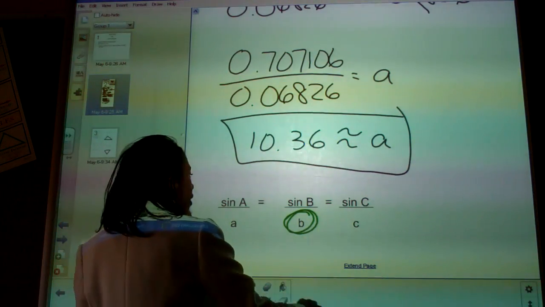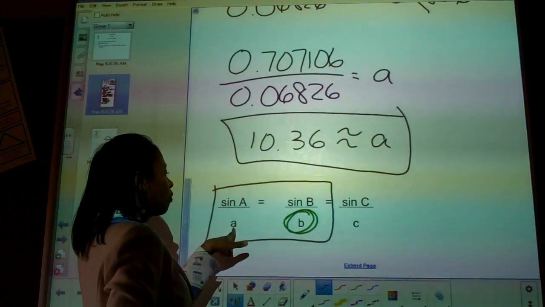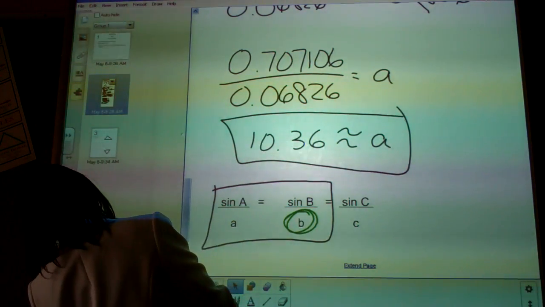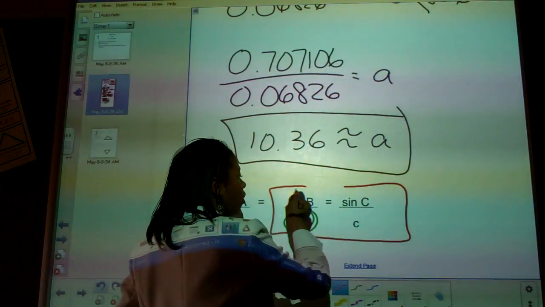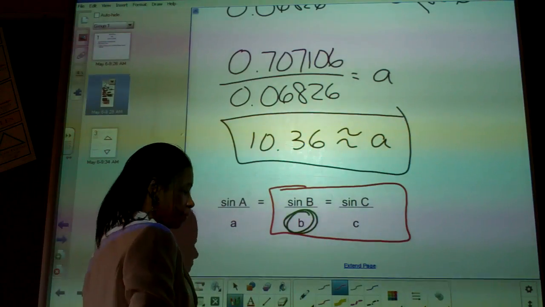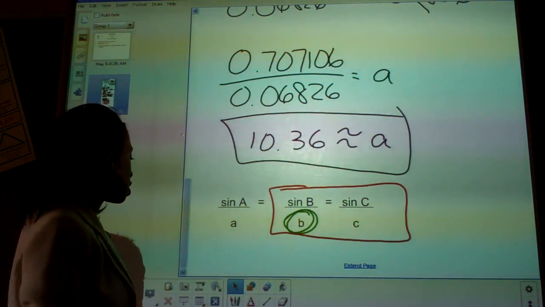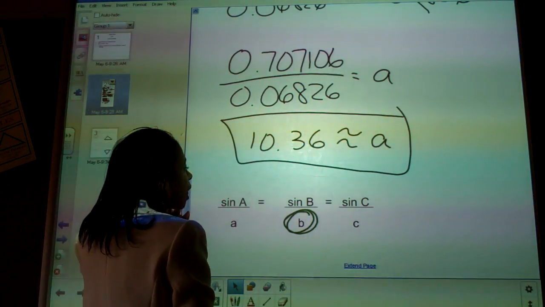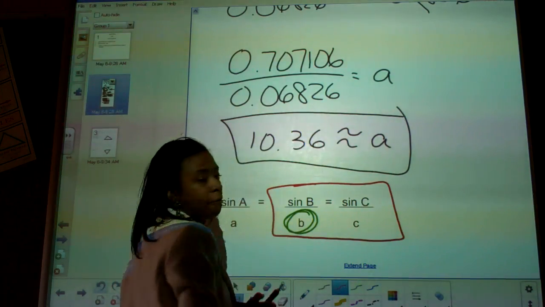Which two do I compare? Do I compare sine A over A equal to sine B over B? Or am I going to compare, because I need B, sine B over B equal to sine C over C? It doesn't matter which one we do. We just need to be able to get this B. Well, let's start. I'm just going to try for giggles. I like to compare these two.